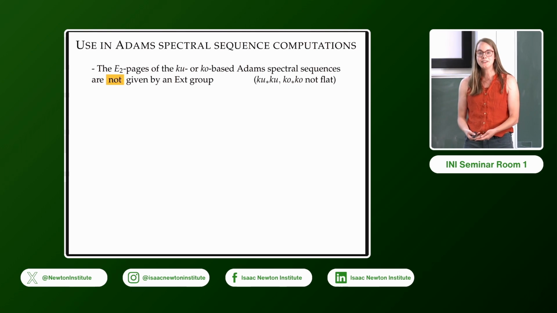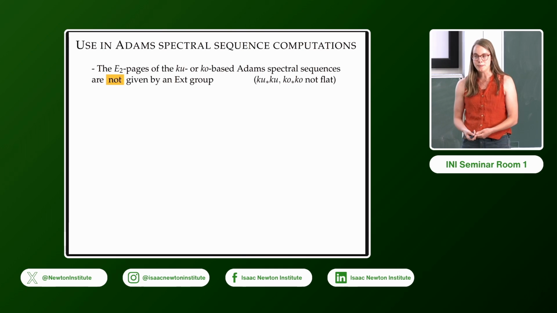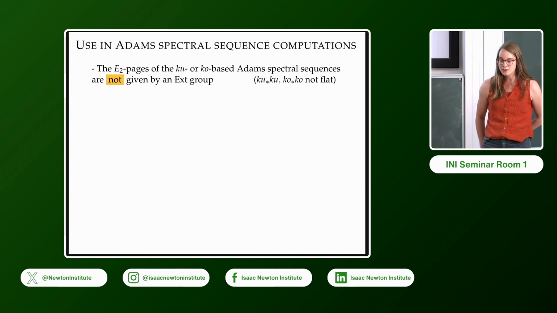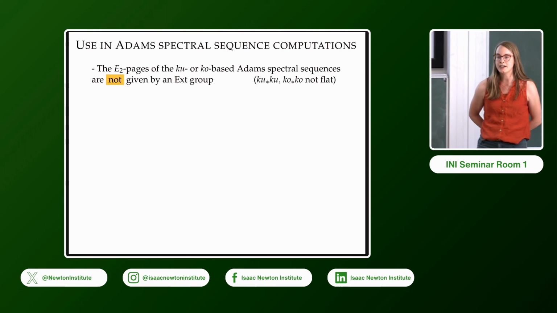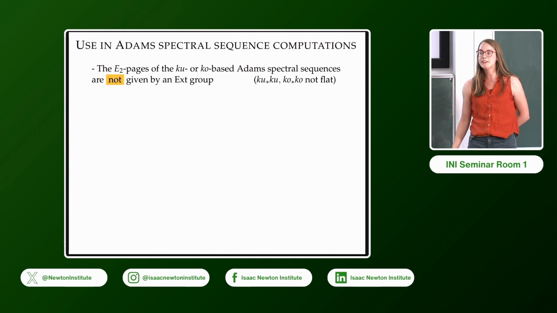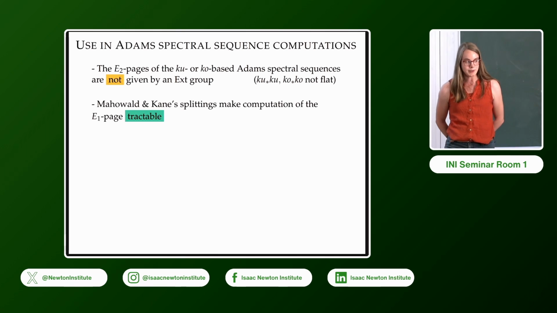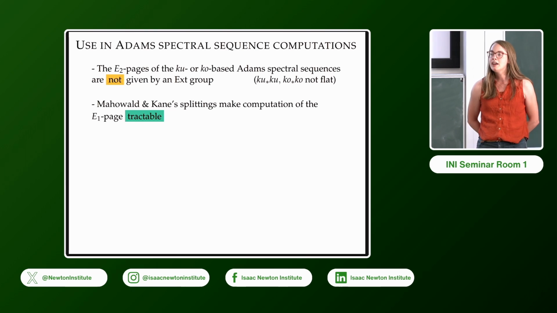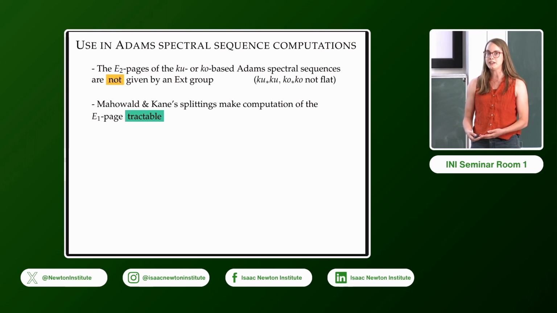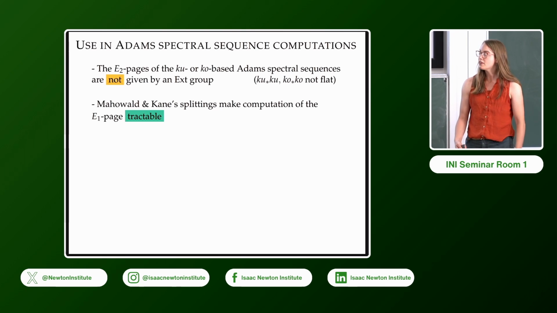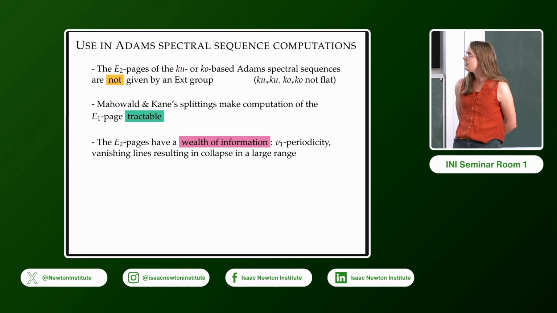And if we want to compute these Adams spectral sequences, well, we'd like to maybe start at the E2 page and just compute an Ext group. But in the case of KO or KU, KO star KO or KU star KU, neither of these are flat over the coefficients. So we need to start back at the E1 page and compute that first. And Mahowald and Kane's splittings really made a computation of these E1 pages tractable. And with a little bit more work, you can also get to the E2 page fairly easily.